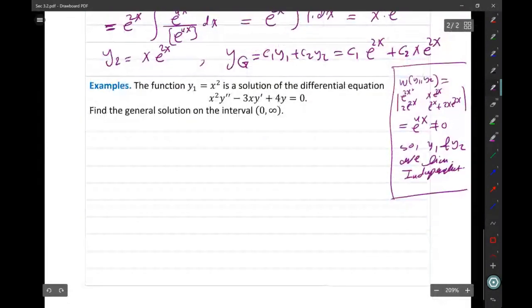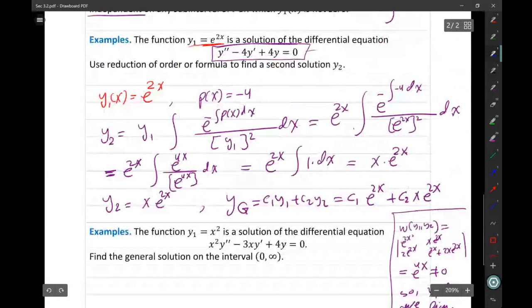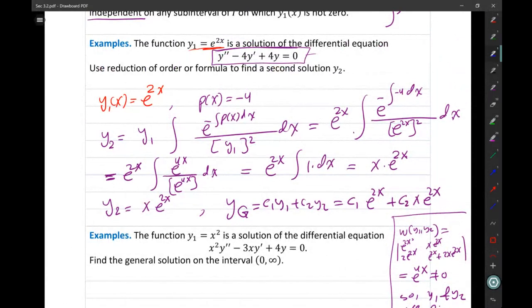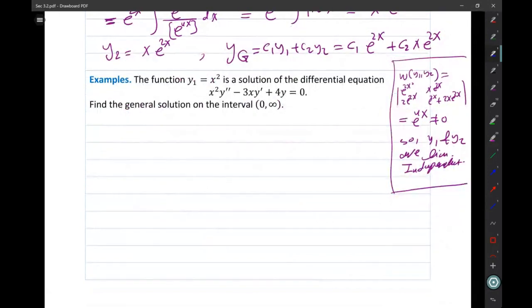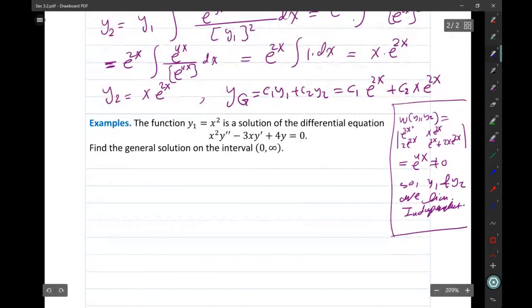Okay, let's see the next example. Any question here for this example, by the way? Now the second example says you have y1 equal to x squared as the solution to this differential equation. But you notice here that we have x squared multiplied by the differential equation's y prime.